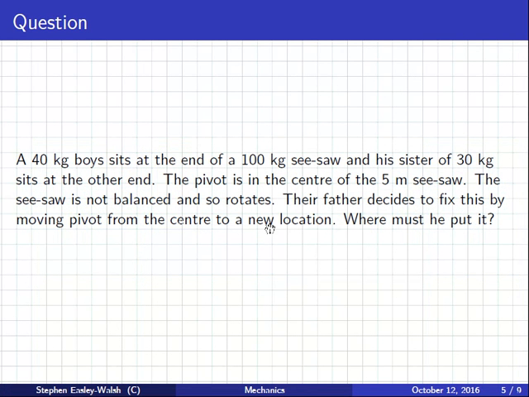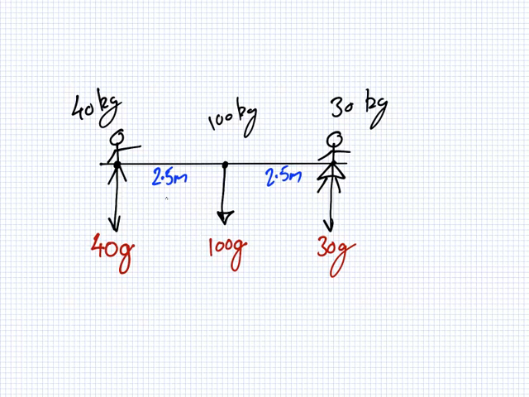Their father decides to fix this by moving the pivot from the center to a new location. Where must he put it? In other words, the father wants to know where he should put the pivot so that the seesaw is balanced. Because if he puts it in the middle, what would happen? It would rotate anti-clockwise because the boy is heavier on this end. So we need to put this somewhere in the picture. We don't know where. Let me just draw it here for the moment. And we're trying to work out the x from the end to the middle here.